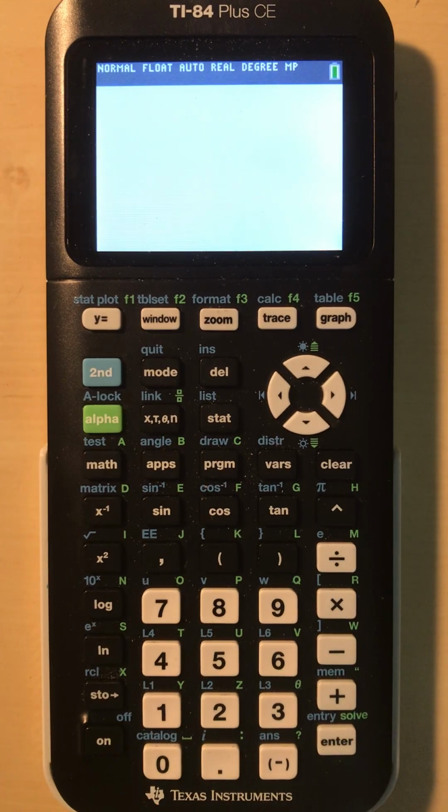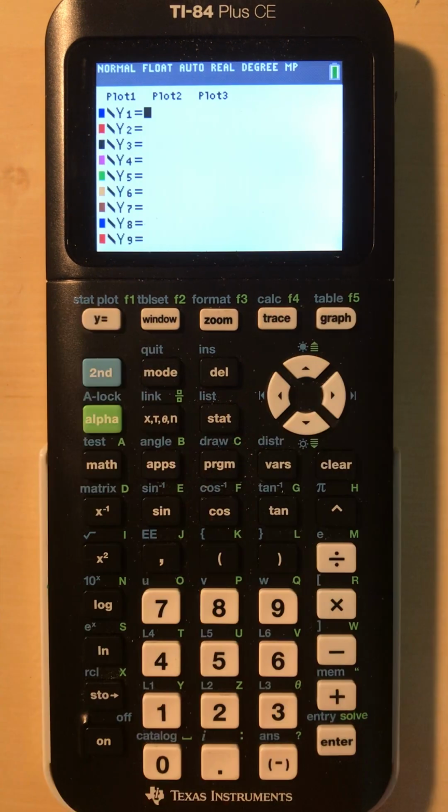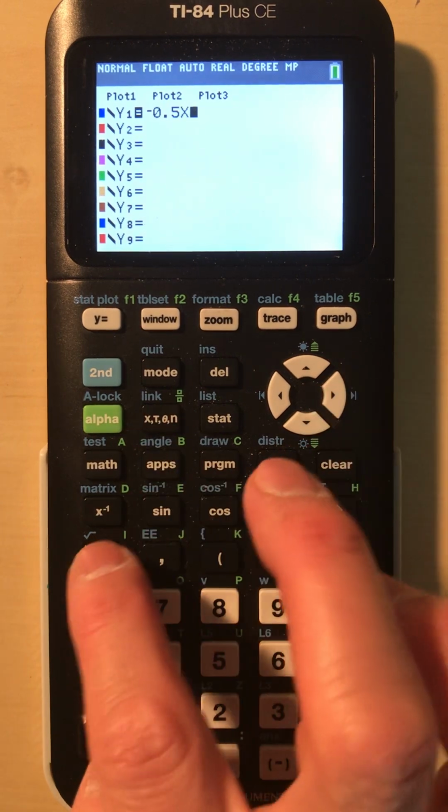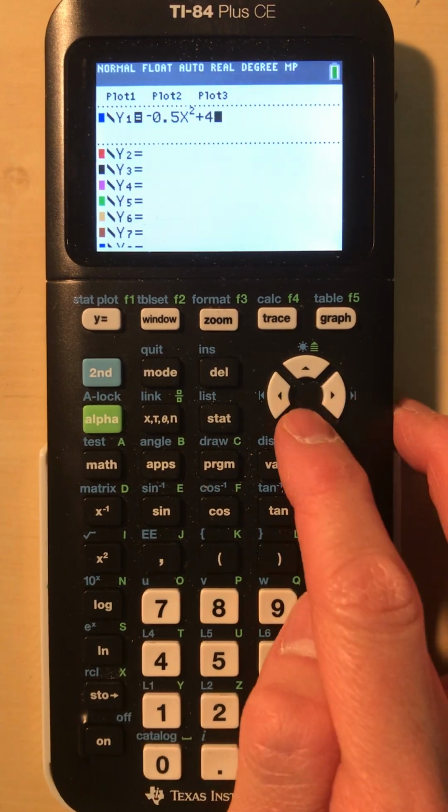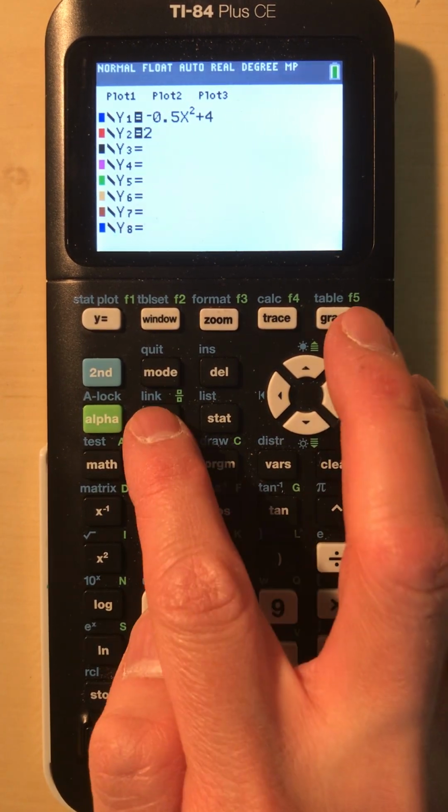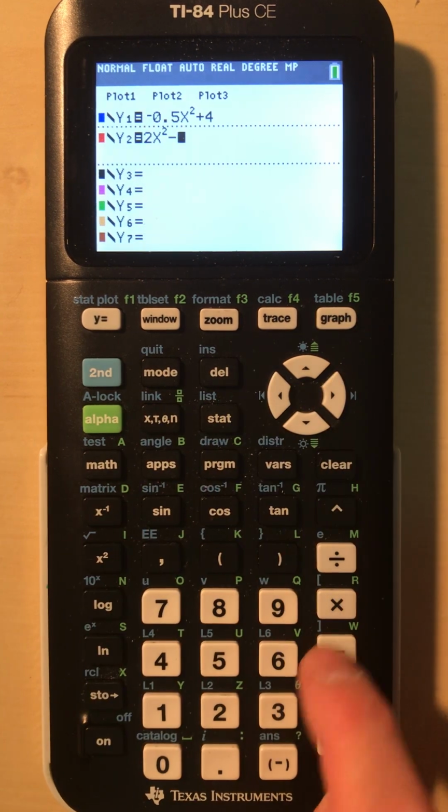Okay, in this example, use your calculator to help you sketch the graphs of y equals negative 0.5x squared plus 4 and y equals 2x squared minus 6. So two parabolas, one opening downwards and one opening upwards. So let's graph this. Negative 0.5x squared plus 4 and 2x squared minus 6.